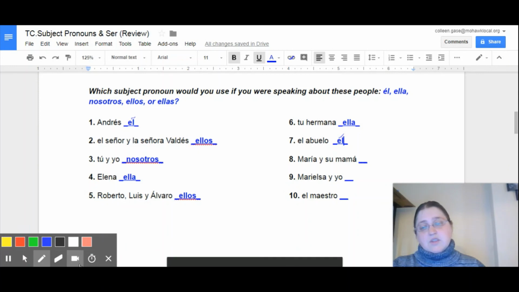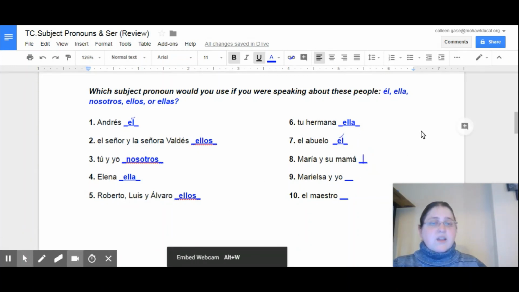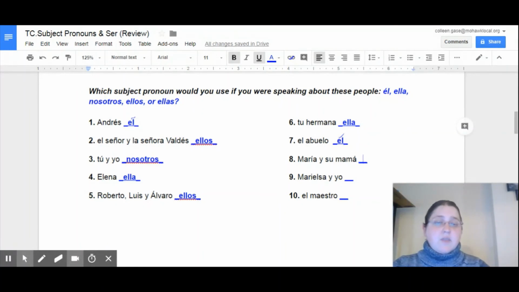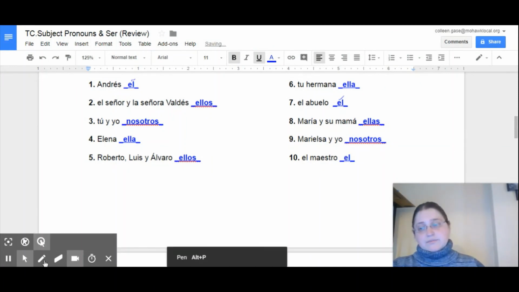And again, make sure you're accenting. Ooh, that one actually looks good. María y su mamá. Now I have María, which is a girl's name, and mamá, which is mom, which is also a woman. More than one, we're going to use ellas. Marcela y yo. As soon as you see that yo, your brain should go, nosotros it is. And then maestro, this would be a male teacher, and you should therefore be using él.